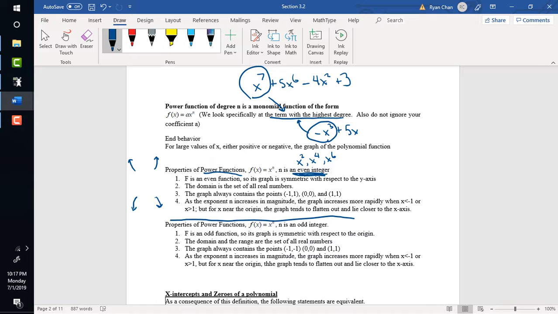It will always go through these 3 points for the following here. And the domain is the set of all real numbers. But I would say the most important thing is to understand where the ends are going. They're either both going up or they're both going down.